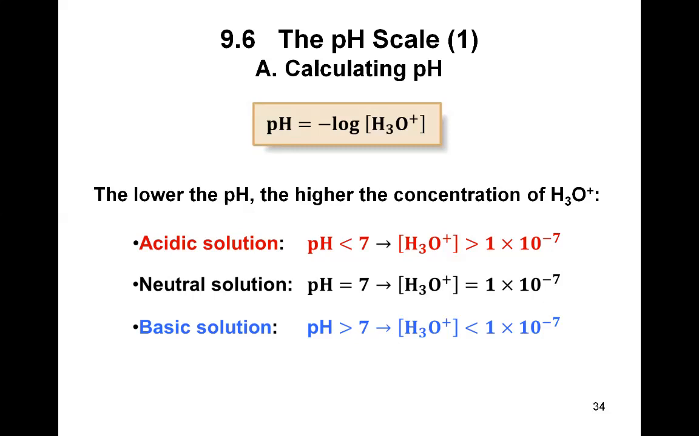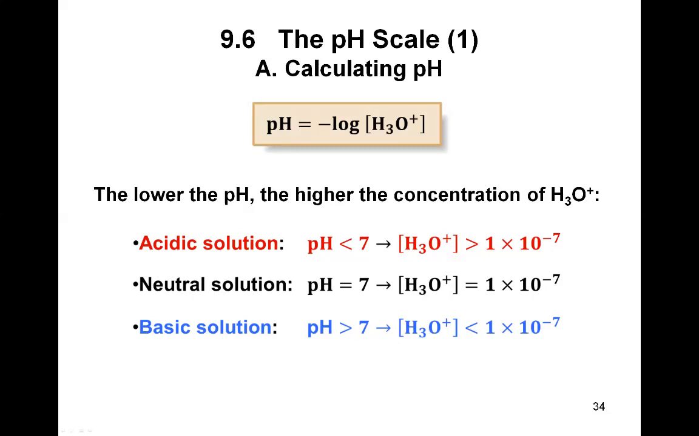And you obtain the pH value by using the formula here that says pH equals negative log of the concentration of H3O+. This log is the logarithmic function of base 10. The way the logarithmic function works is that the lower the pH, the higher the concentration of H3O+.